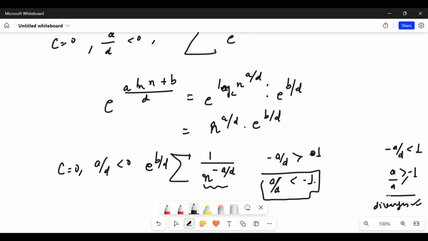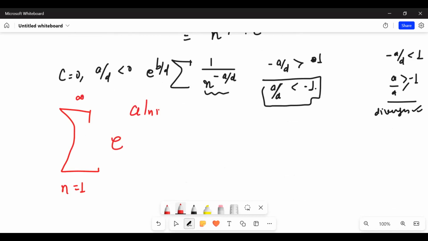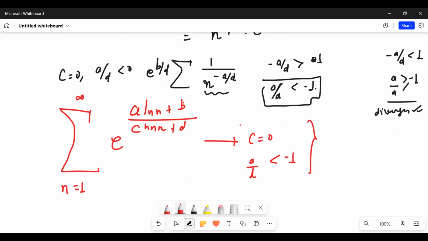In fact, even equal to 1 also, this series diverges, because if A by D is equal to minus 1, this series would be 1 upon n. So clearly, if we want the series summation n equals 1 to infinity of e raised to power A ln n plus B upon C ln n plus D to converge, the condition is that C should be equal to 0 and A by D must be less than minus 1. These are the conditions for the convergence of the series.